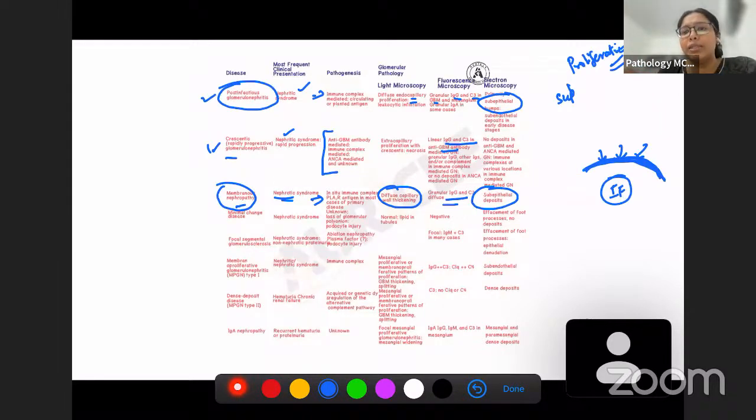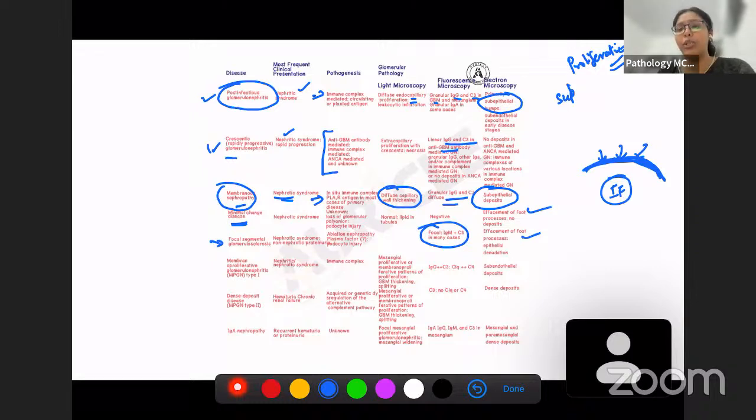Okay. Next is minimal change disease. Minimal change is a very unique kind of disease. It's a nephrotic range proteinuria, but you cannot see any changes in the light microscope, and in the electron microscope there is effacement of foot processes. Focal segmental glomerulosclerosis is also a nephrotic range proteinuria. There can be some immunodeposits, and effacement of foot processes can be seen similar to minimal change disease. Next here is membranoproliferative type 1.